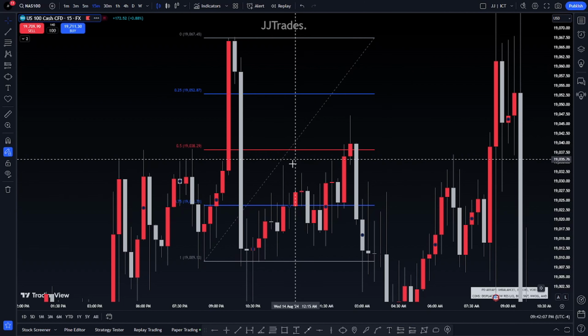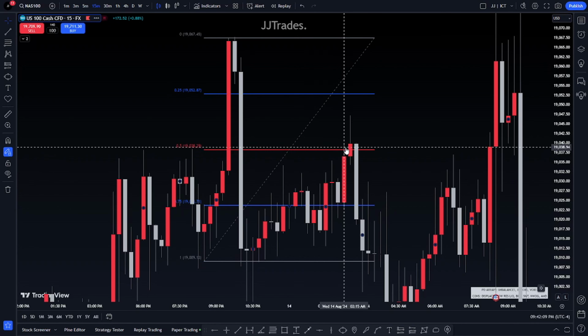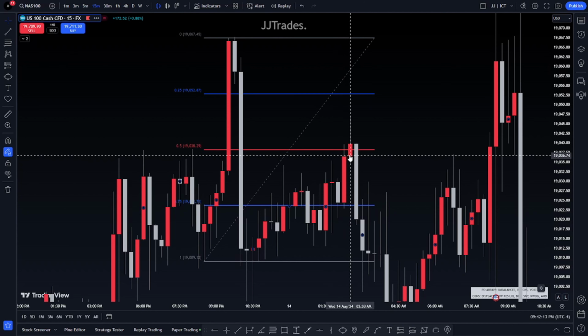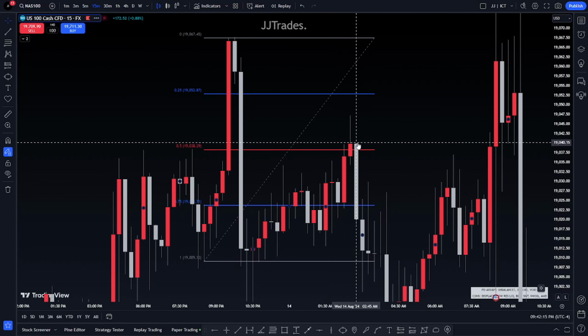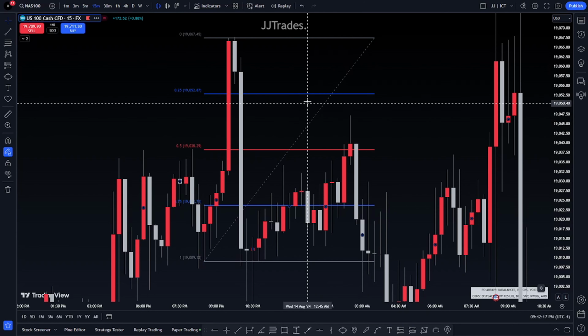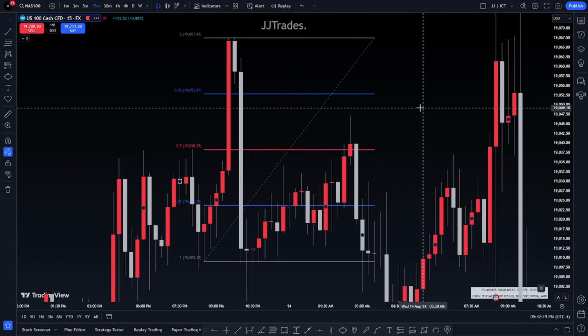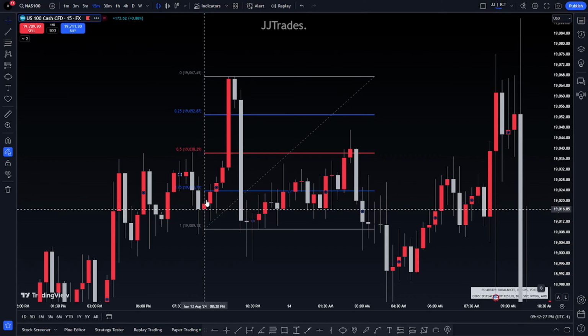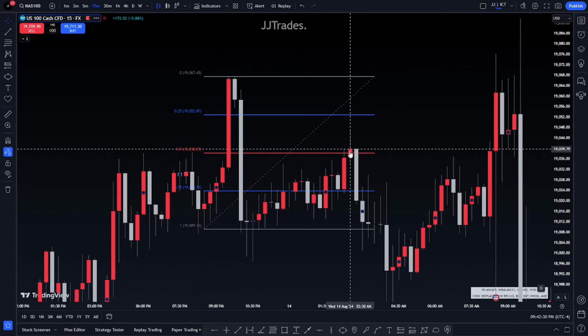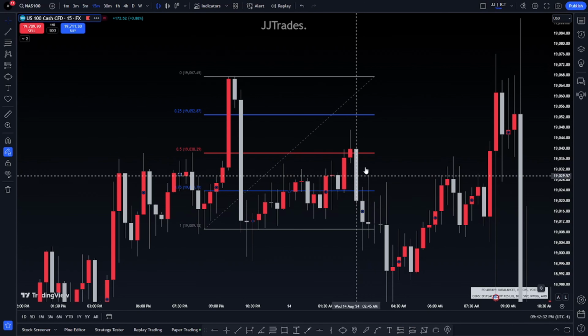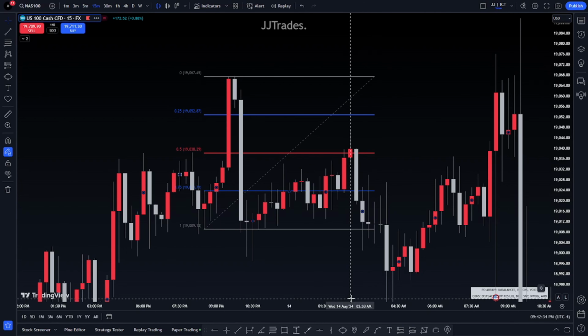We came to the consequent encroachment, closed below it on the first candle, came up into it again, closed above it. But did we dig past that upper quadrant? No, we didn't. And remember, you only want to use quadrants on decently sized ranges. So you see how this is a decently sized order block here? Came to the consequent encroachment, rejected off of it, had to change the state of delivery, rejected off again.